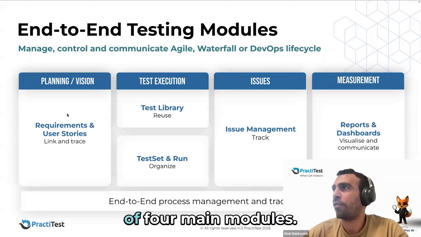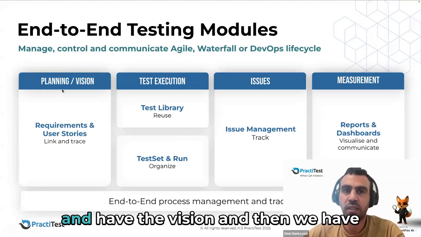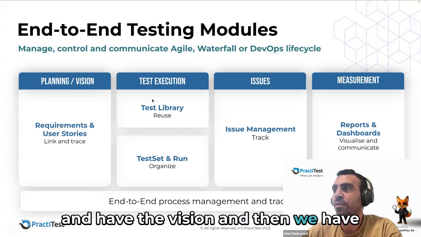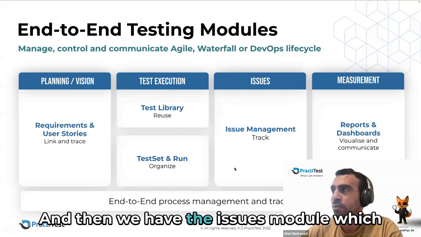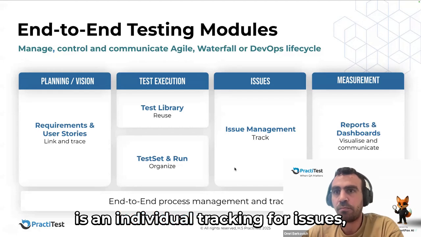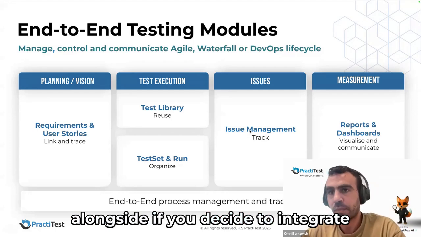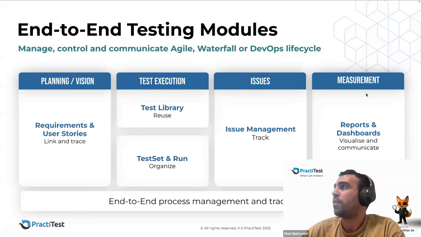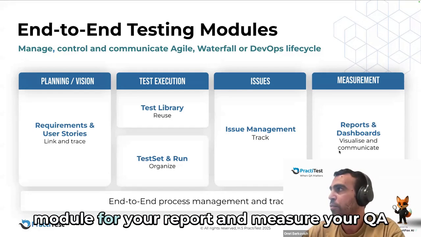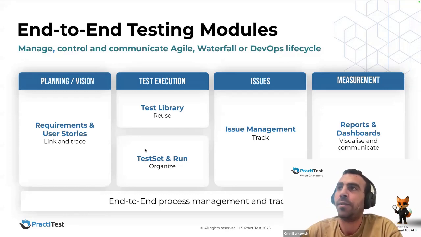The platform is built out of four main models. The requirement model is where you plan and have the vision. Then we have two testing models, which are the test library and the test sets and runs models. And then we have the issues model, which is an individual tracking for issues, alongside which, if you decide to integrate other platforms, you can also do that. And finally, we have the reporting models where you report and measure your QA. I will go through all of that inside the platform itself in this session.